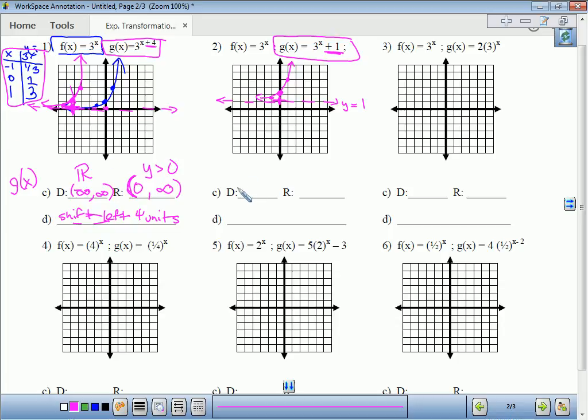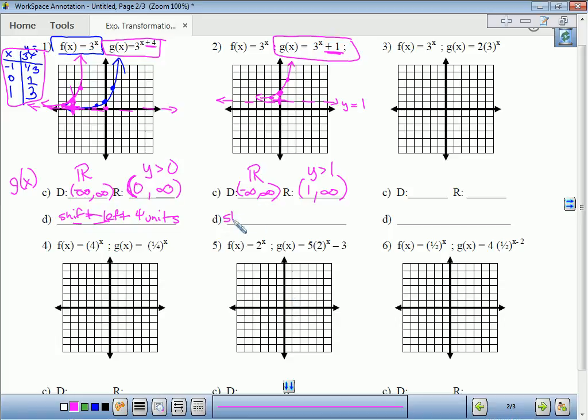All right, so let's do domain. There's never going to be a restriction on the x's, so that domain will always be from negative infinity to positive infinity, or if you're taking a standardized test, they might call that all real numbers. Now the range, we shifted it up 1. So instead of being 0 to infinity, it is now 1 to infinity. So if you were taking a standardized test, that might look like that. All the y values are greater than 1.